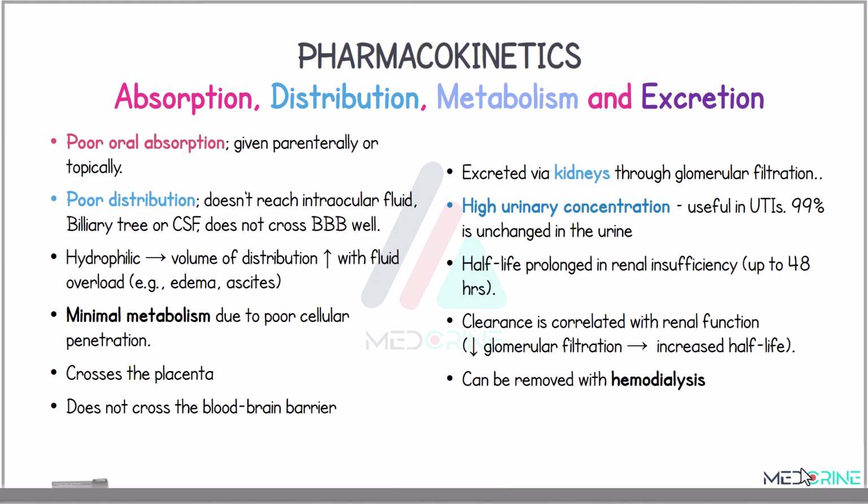Aminoglycosides are known to be hydrophilic in nature, meaning that the volume of distribution increases with fluid overload in the body. For example, we expect an increased distribution in patients with edema or ascites, and generally they have minimal metabolism because of their poor cellular penetration, and they're known to cross the placental barrier.